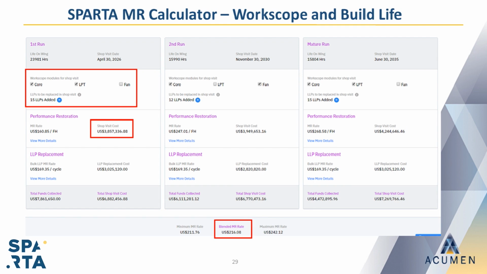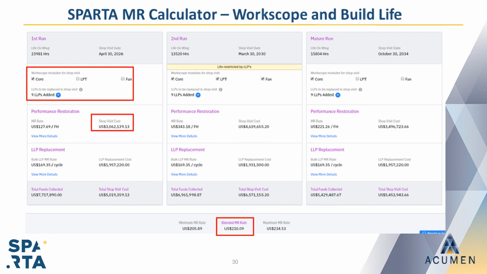It's also possible to change the work scope and build life to investigate the effect that has on the engine's life cycle and MR rates. In this example, we're looking at a 5B4/3 operating in North Oceania at 1.5 to 1 for 300 hours per month. At the first shop visit, the engine is built for just over 14,000 cycles, limited by the fan LLPs. The estimated shop visit cost is $3.8 million, and the blended maintenance reserve rate in this scenario is $216.08.